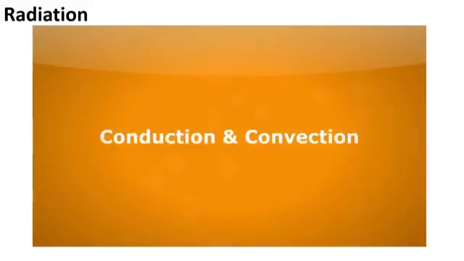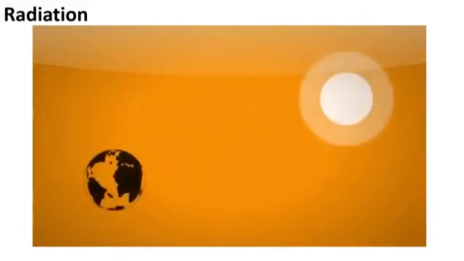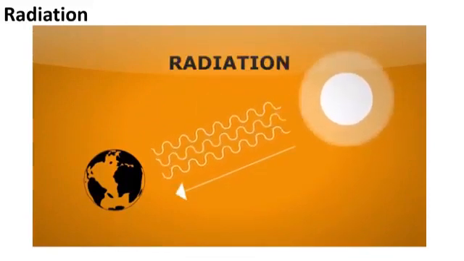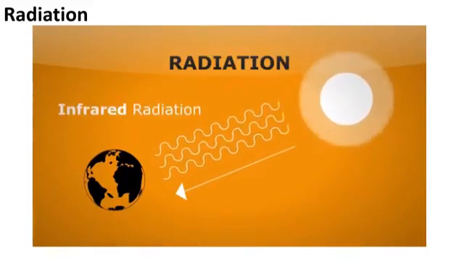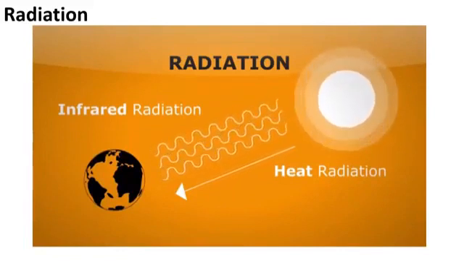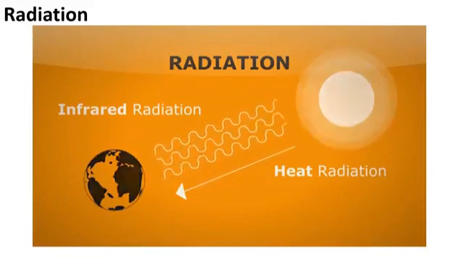So far, we've looked at conduction and convection, and both of these methods need particles to transfer heat. But heat manages to get to us from the sun, and there's definitely no particles in space. It's a vacuum. So, how does the heat from the sun get to us? Well, it travels as radiation, infrared radiation, or heat radiation to be precise. So, let's look more at this process of heat transfer of radiation.